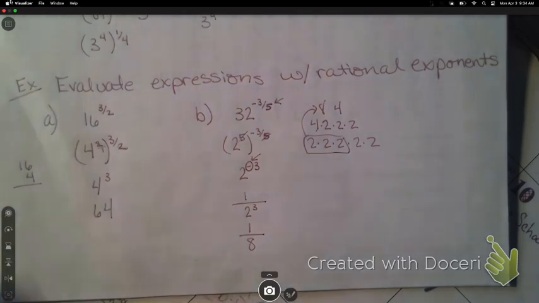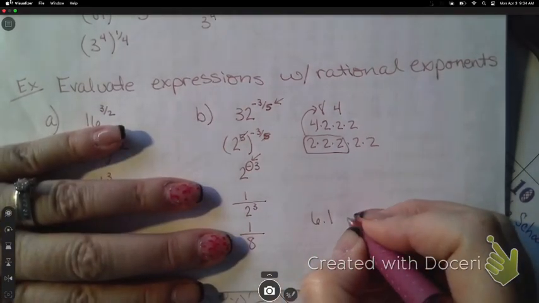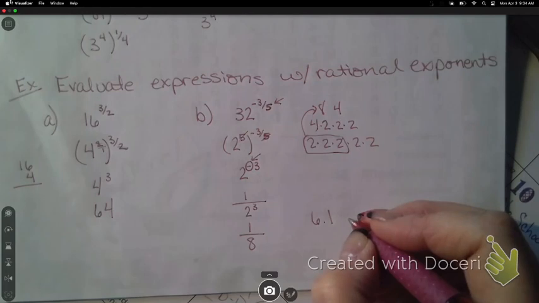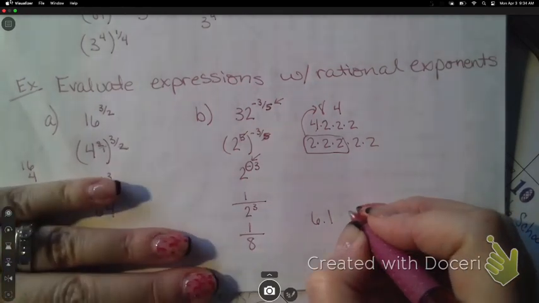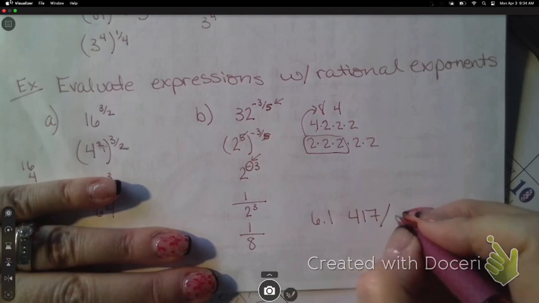Your assignment's on the backboard, but it's 6.1, page 417, and 7 through 32.